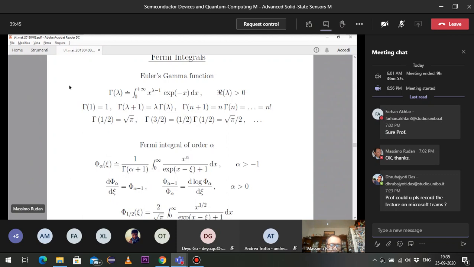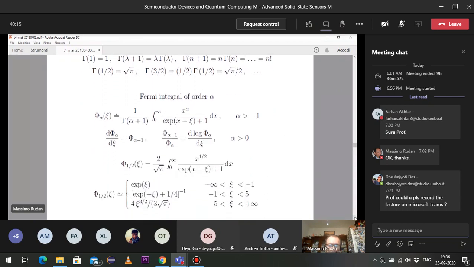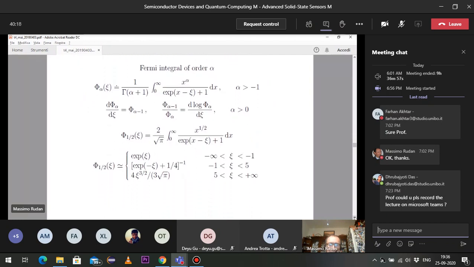And then all the remaining values of gamma for half-integer arguments will follow as above. So gamma of 3/2 is 1/2 gamma of 1/2, like square root of pi divided by 2, and so on, okay? This is a preliminary definition. Another definition that is fundamental for calculating the concentrations of electrons and holes are the Fermi integrals of order alpha.